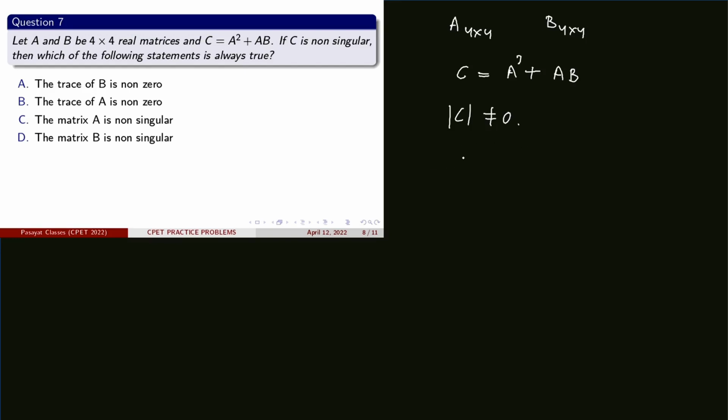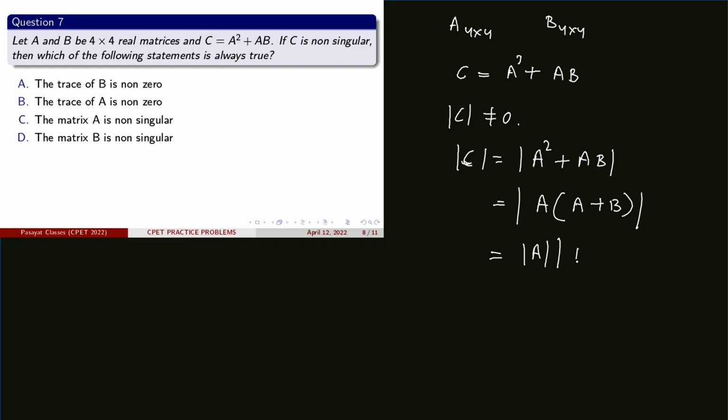On finding the determinant of C, this is equal to determinant of A square plus AB, and from this we can write this one is A whole into A plus B. This determinant can be written as determinant of A into determinant of A plus B, and given that determinant of C is not equal to 0. So here we conclude that determinant of A is not equal to 0. That means the matrix A is non-singular.